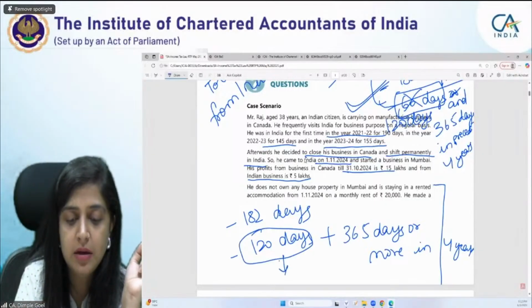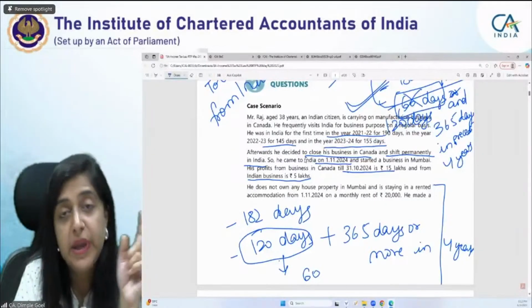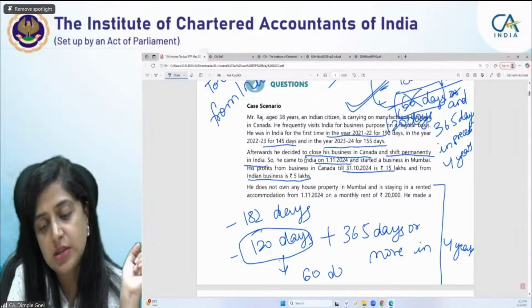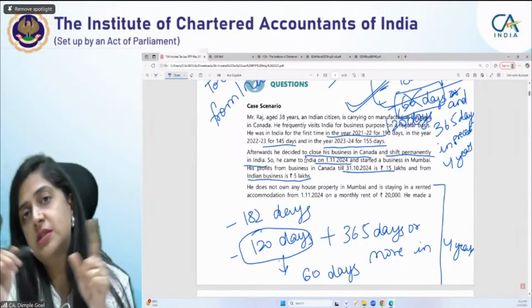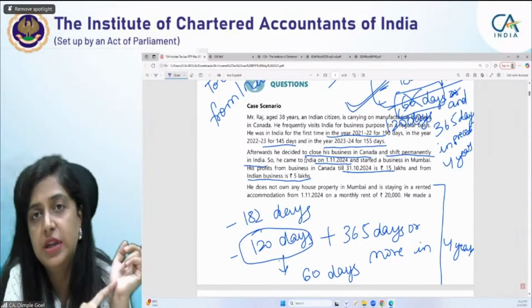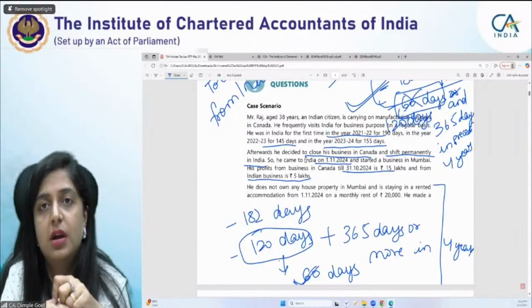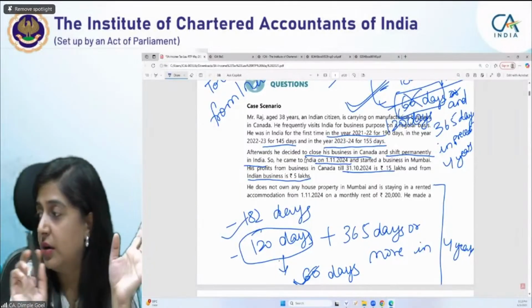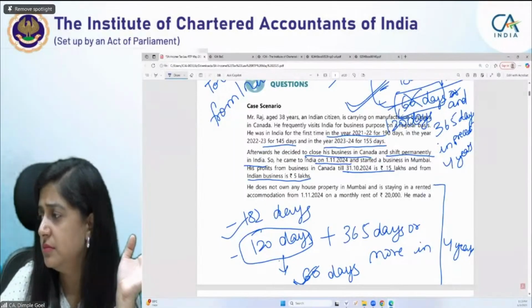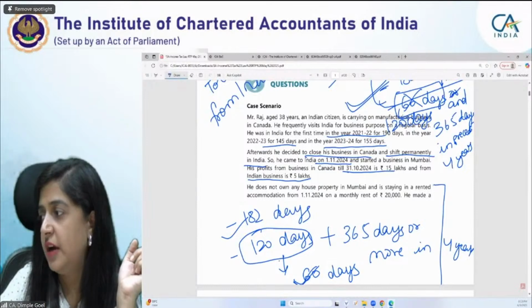applicable, and the basic two conditions, that is 60 days or more plus 365 days or more in the preceding 4 years, would be applicable in our case to Mr. Raj. Got it, student? Tanu, it's 365 days in preceding 4 years, not 5 years.